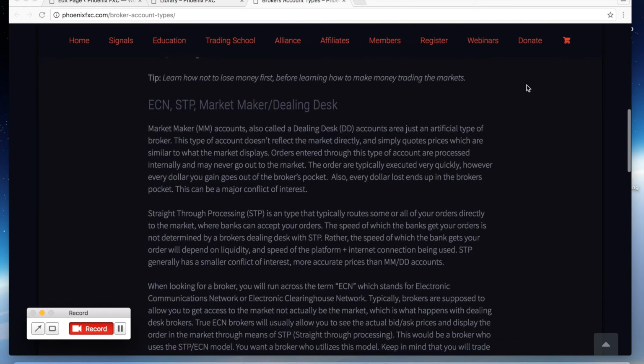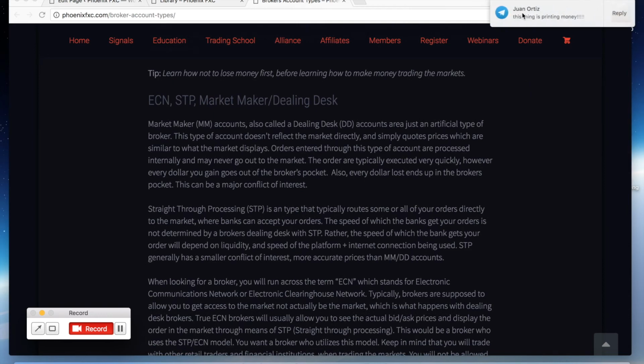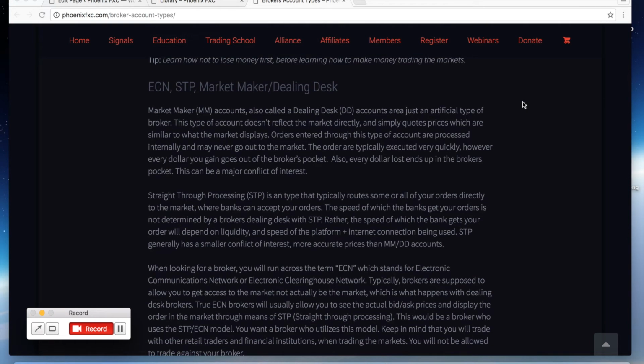And now let's move into ECN, STP, market maker, dealing desks. Let's get into this because this is a common confusion for people. So a market maker or dealing desk account is an artificial type of broker.